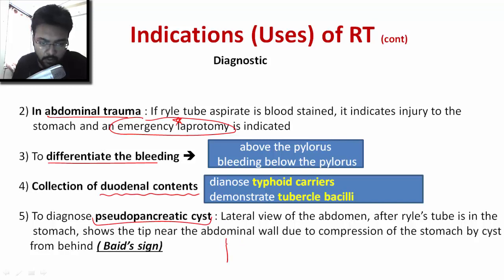Suppose this is the spine and this is the anterior abdominal wall. You'll find that the Ryle's tube tip will be near the anterior abdominal wall due to compression of the stomach from behind. This is called Bates sign for pseudopancreatic cyst.